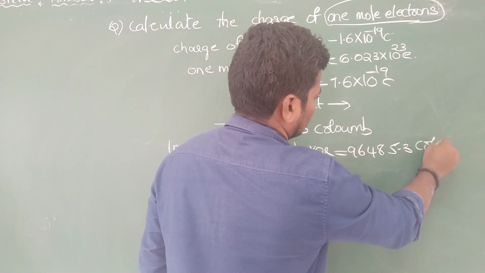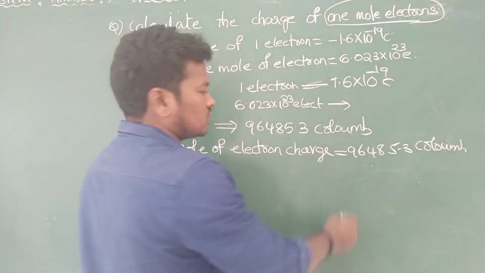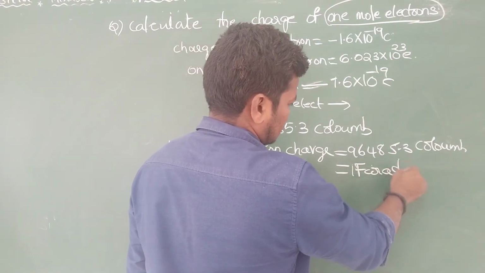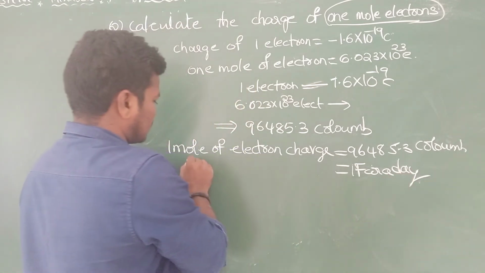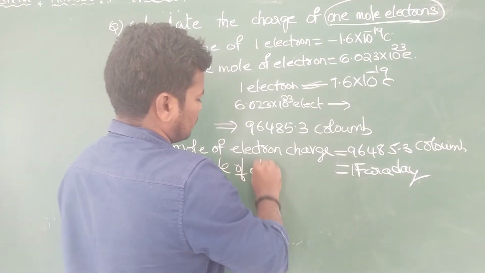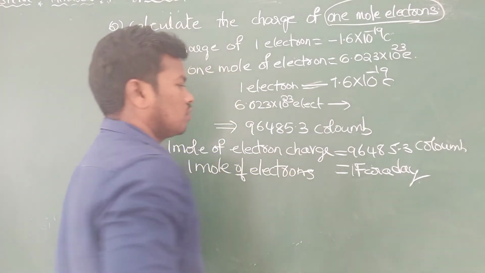So 96485.3 coulombs is equal to 1 Faraday. So 1 mole of electrons is equal to 1 Faraday charge.